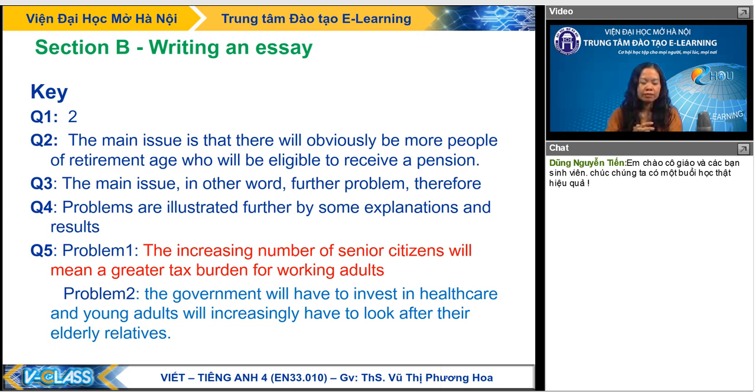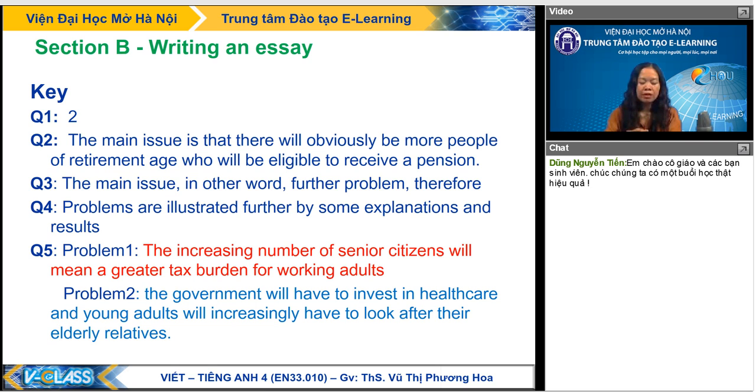Question number 1. The correct answer is 2. Question number 2. The writer feels that there will obviously be more people of retirement age who will be eligible to receive a pension. Question number 3. The writer feels, in other words, further problem, therefore. Question number 4. Problems are illustrated further by some explanations and results.